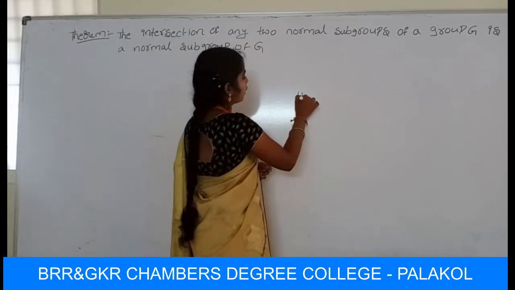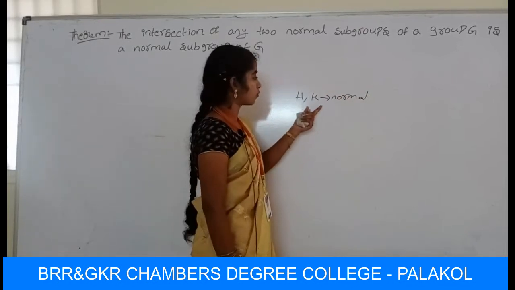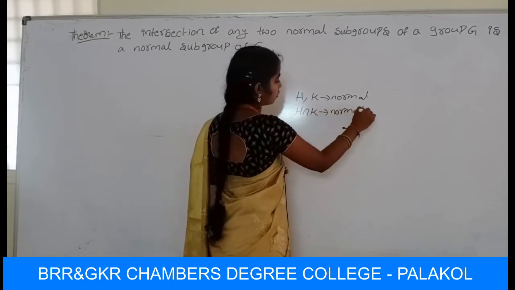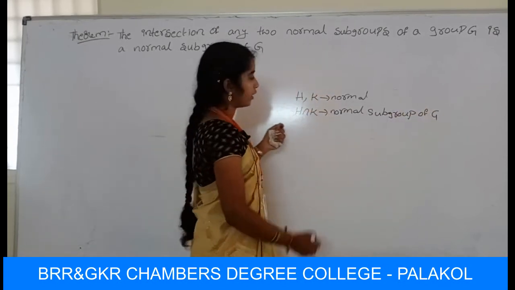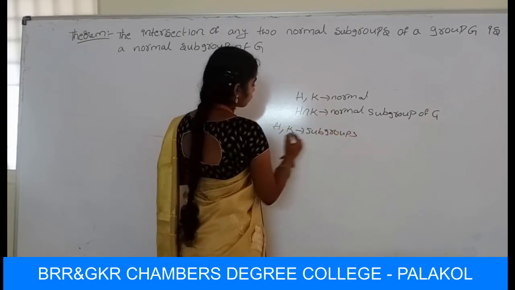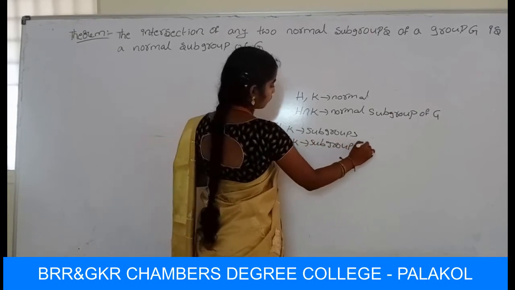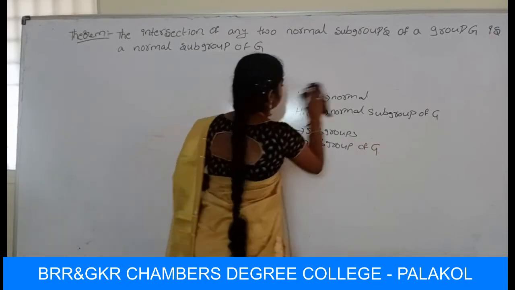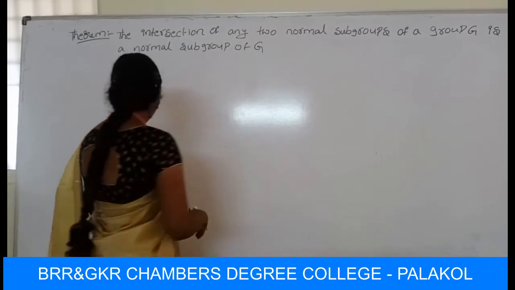So let us consider H, K are two normal subgroups. So we have to prove that H intersection K is a normal subgroup of Z. Already you know that H, K are subgroups, so H intersection K is a subgroup of Z. So by using this theorem, finally you have to prove H intersection K is a normal subgroup of Z.